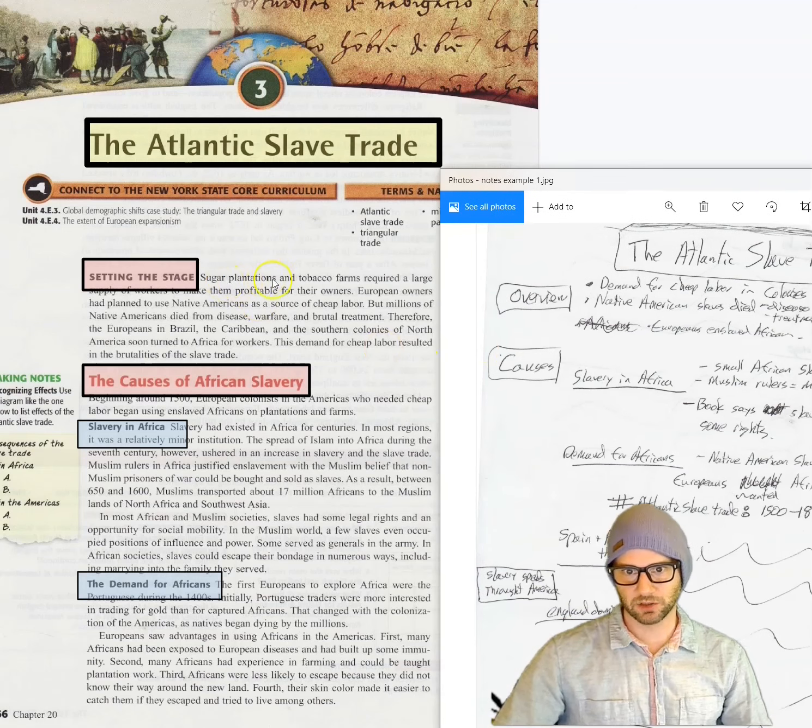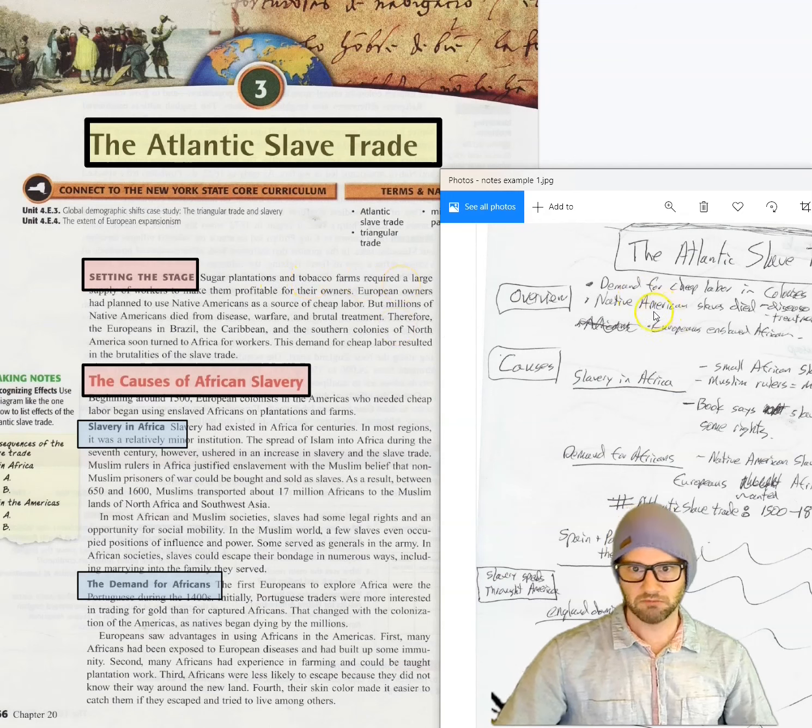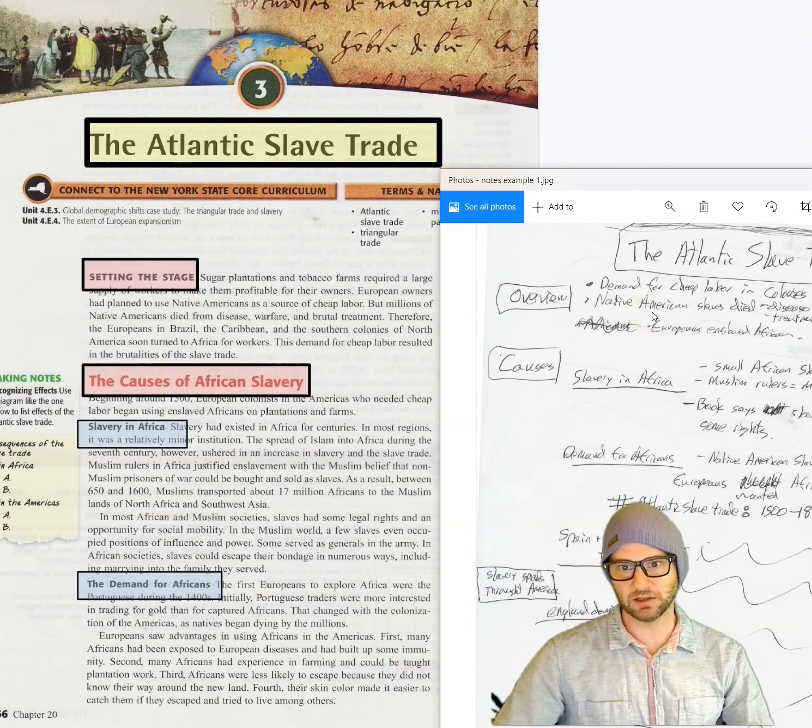Did I miss sugar plantations and tobacco farms? Yes. Could it go in there? Perhaps. That's pretty detailed. It does tell us the major sources of natural resources or cash crops, tobacco farms and sugar plantations. I get that. It's your choice. You're not going to get everything. You try to get the most important.